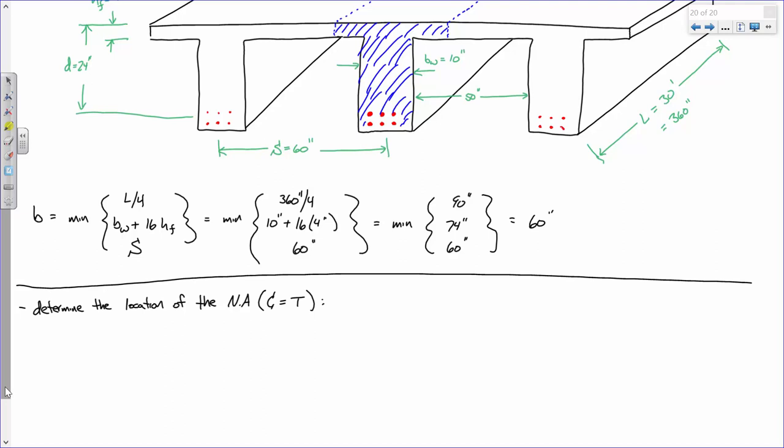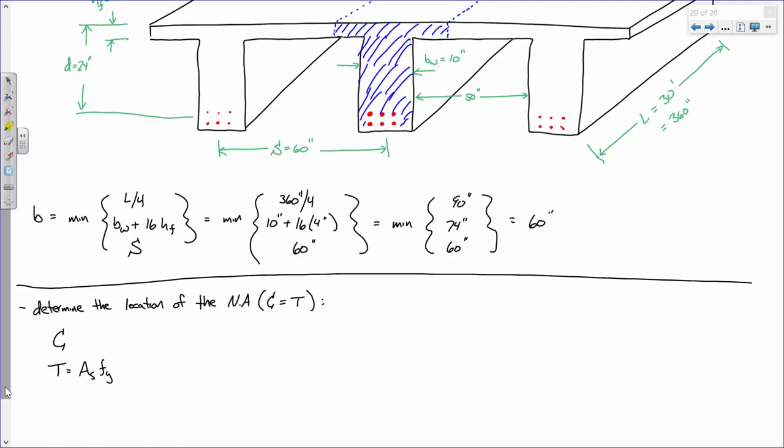Okay? Now, help me out for this T beam. What is T going to be? Is it going to be any different than it has been before? It's just going to be the area of steel times Fy. Is that a fair assessment? Okay. I know you got an exam coming up, but you know this. I know you do. All right. So T equals the area of steel times Fy.